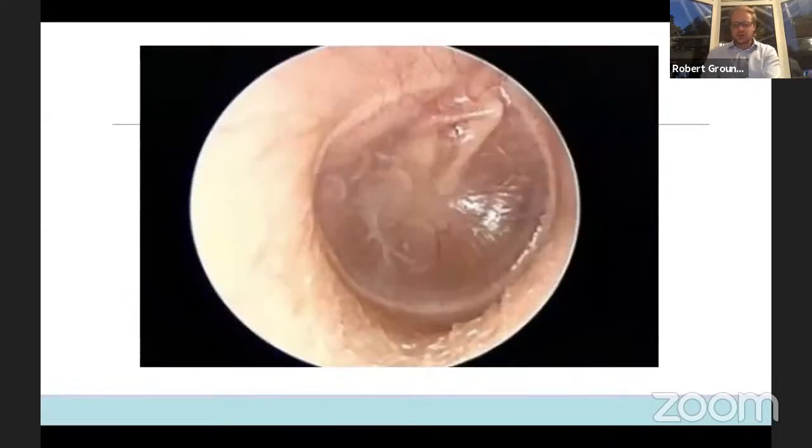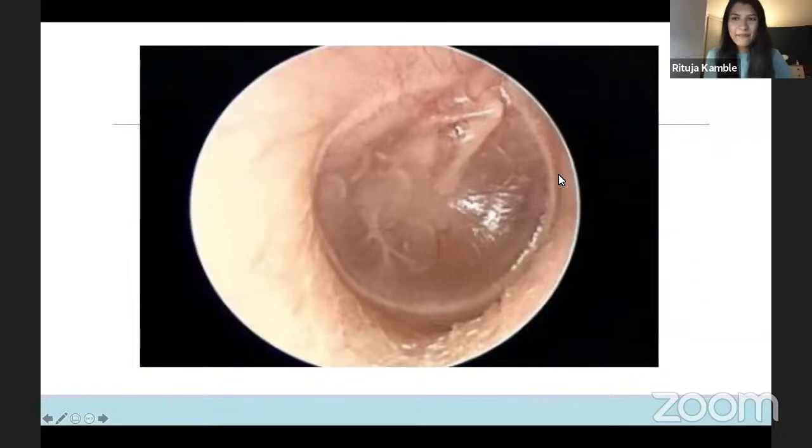Anyone want to, via the comment section, again, just muster any guesses that jump out, or know what this one would make you think about? Sorry, I haven't unmuted you, Ratuja. Sorry, can you hear me now?